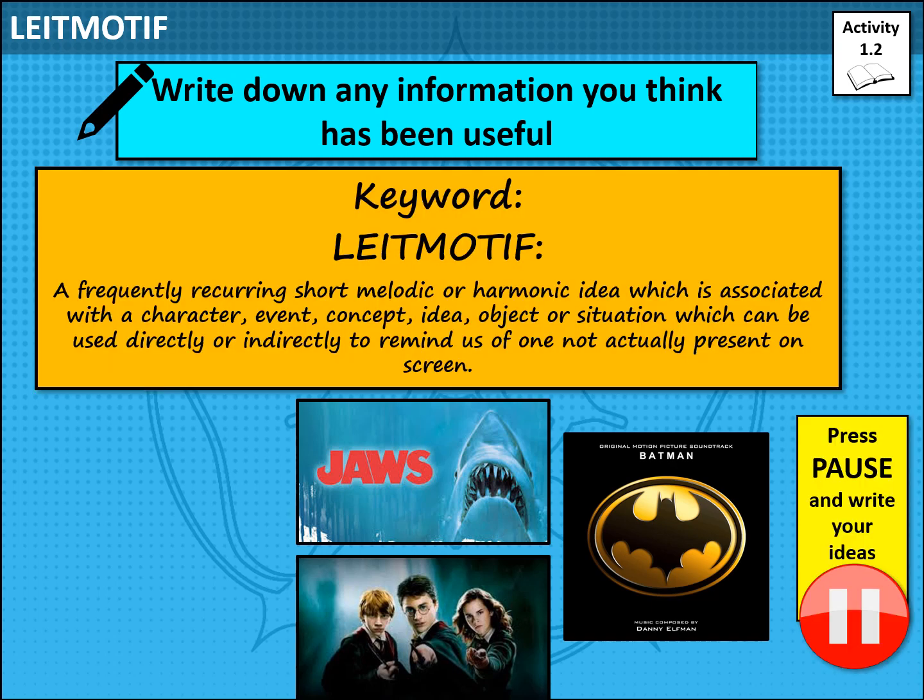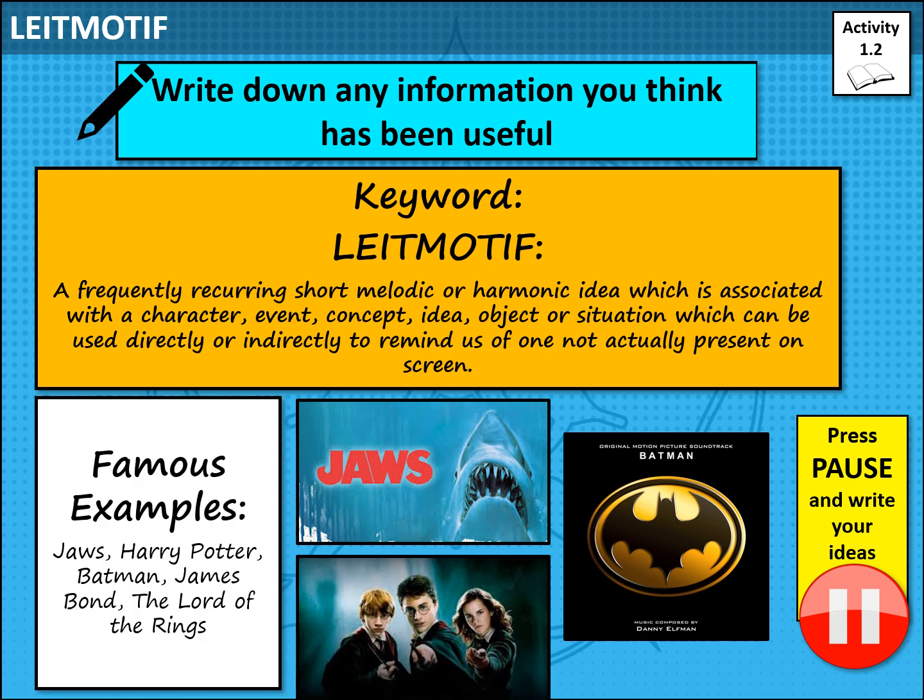Now, we're going to be moving on to quite a lot of key information. A leitmotif. This is now your activity 1.2. A leitmotif is a frequently recurring short melodic or harmonic idea which is associated with a character, event, concept, idea, object or situation. And it can be used to directly represent them being on screen, or it could be done indirectly to show that they are being talked about or that they're not actually in the scene.